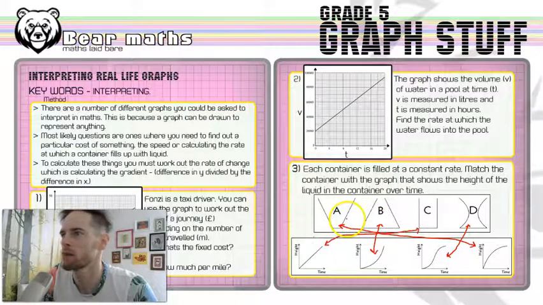Now, I hope all of that makes sense to you. Please do click the link in the description to practice this sort of thing. And if you weren't sure about finding the gradient, go back to the finding the gradient video and watch that one.